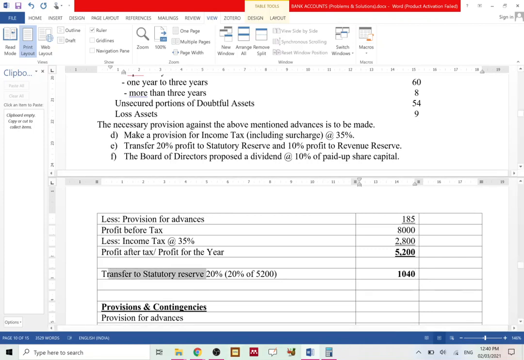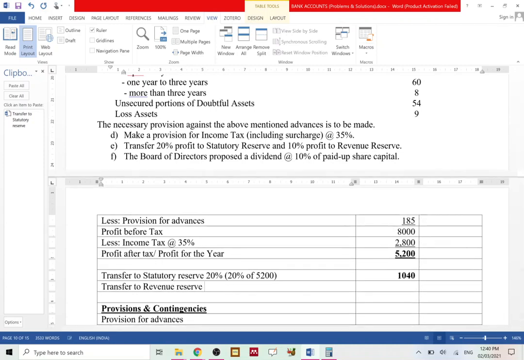Similarly, we have a transfer to the revenue reserve, right? So revenue reserve of 10% in this case, and 10% of 5,200 will come to 520. You don't need to add these up because separately both these transfers are later going to our appropriations. Alright. So appropriations in the P&L account. Let's just finish all our calculations in the working note first, and then accordingly we will transfer them one by one.